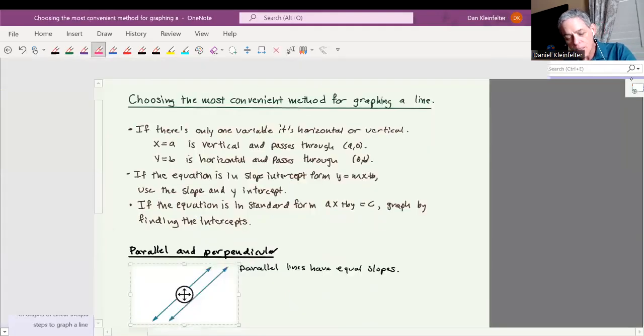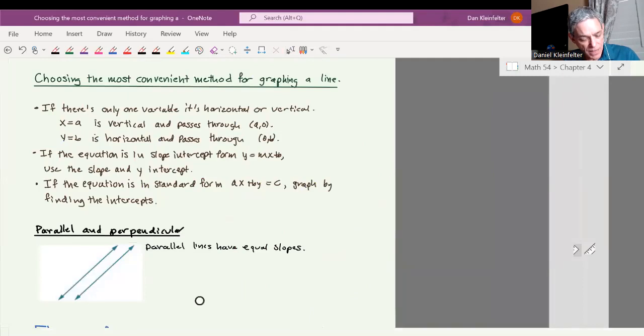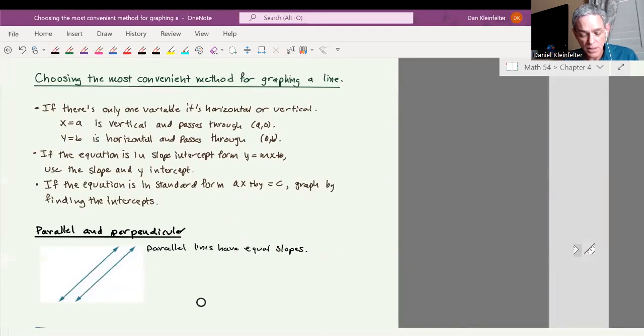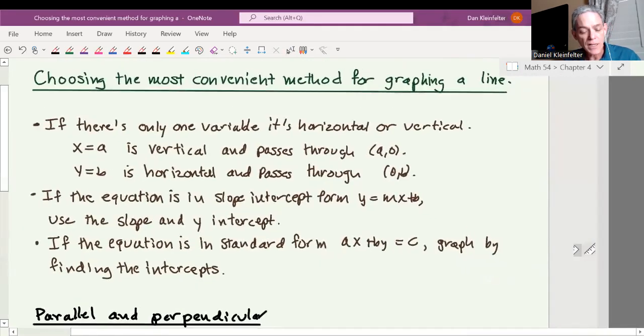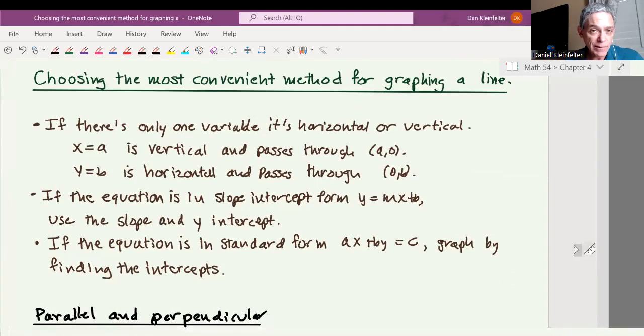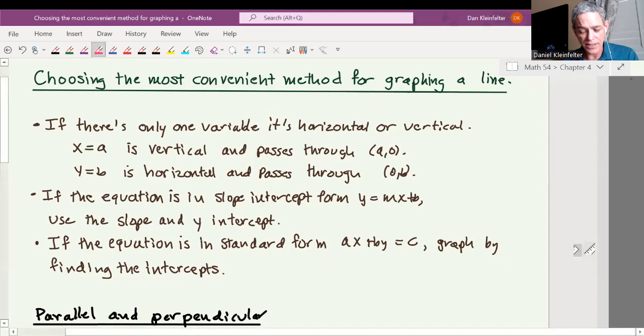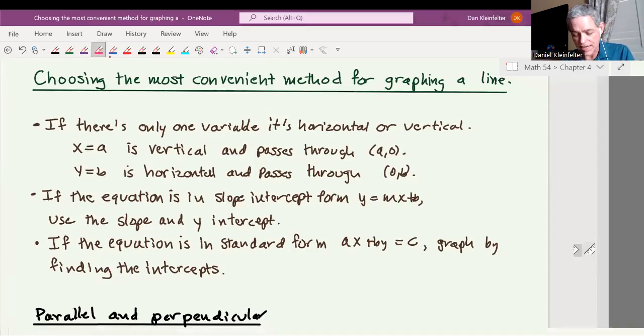So the next part is on how you decide what is the best method for graphing a line. So just taking a look, if there's only one variable in the equation, then the line is either horizontal or vertical. If it looks like x equals a, where a is a number, then it's vertical and passes through (a, 0). An example would be x equals 2. That will pass through the point (2, 0) and be vertical.